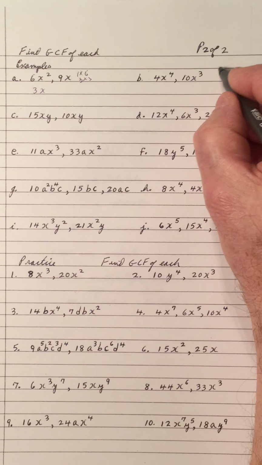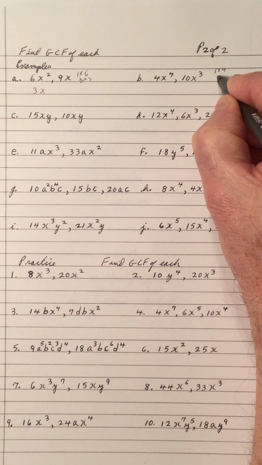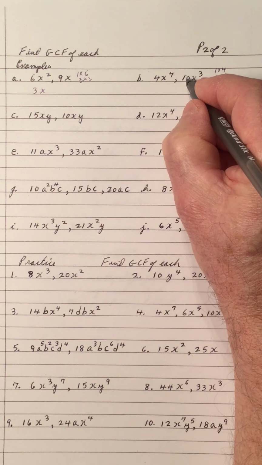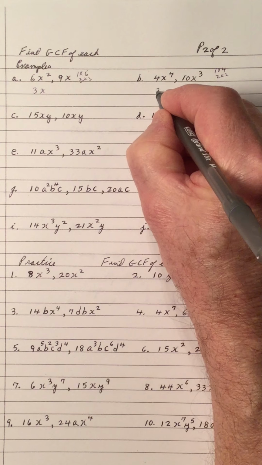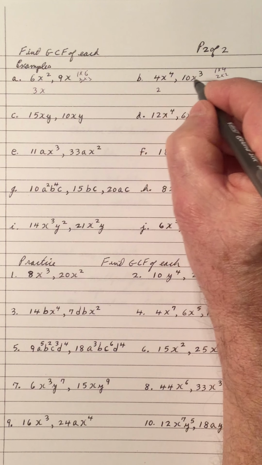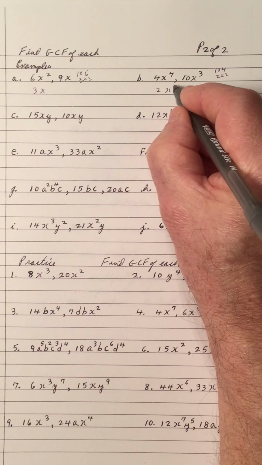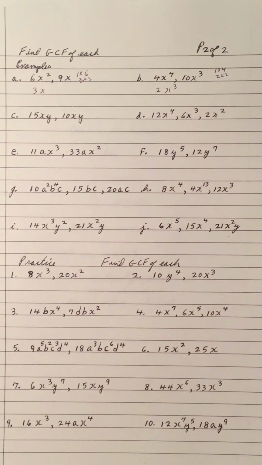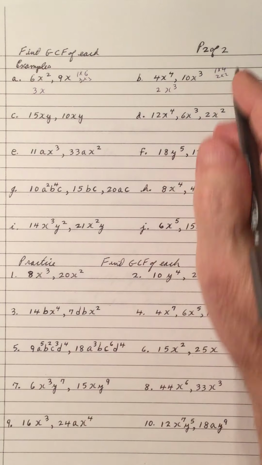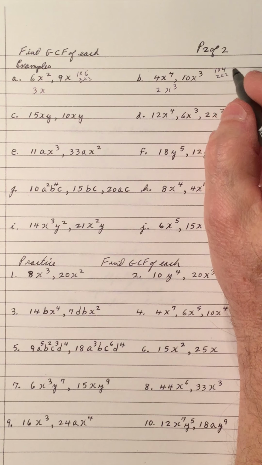And we have a 4 and a 10. The factors of 4 are 1 times 4, 2 times 2. 4 is not a factor of 10, but 2 is. So 2 is the number that's the GCF. The variable in both terms is x, and the smallest exponent is 3. So 2x cubed is the GCF.